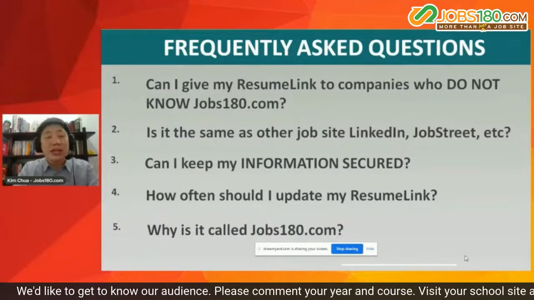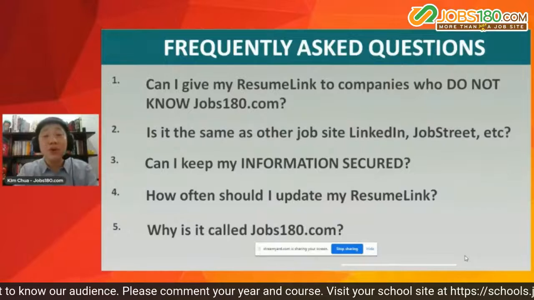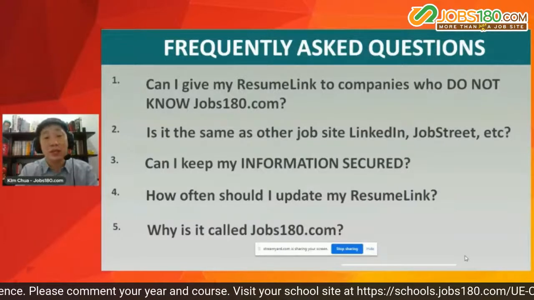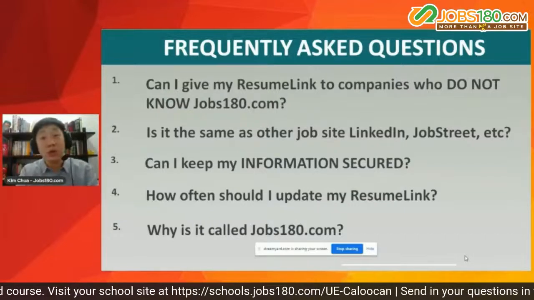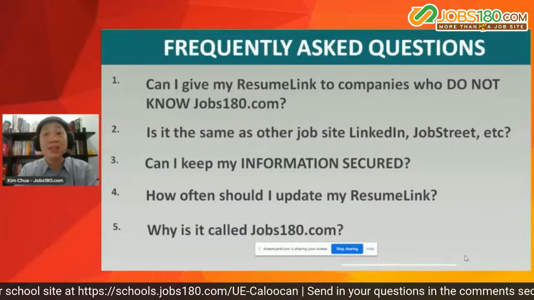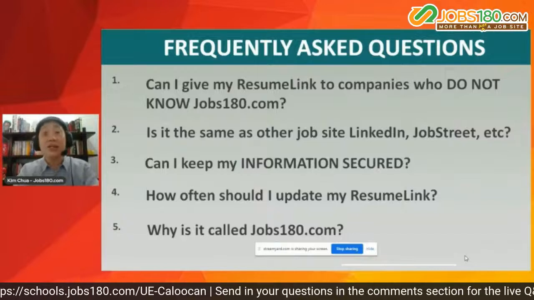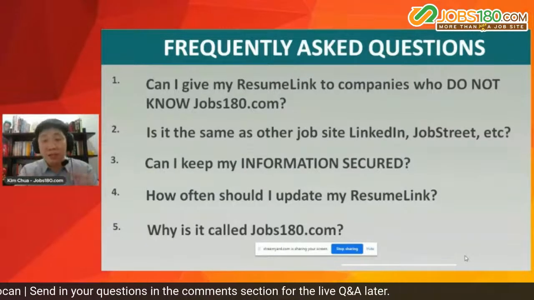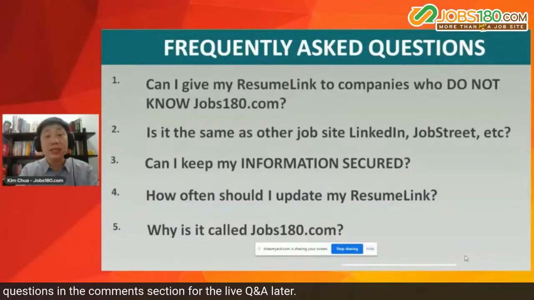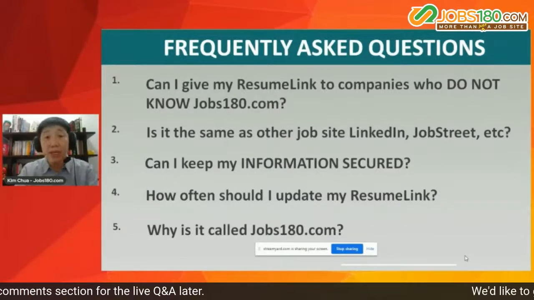Okay? Number 4, I think this is the most important question. How often should you update your resume link? Ang sagot dito, hindi araw-araw, hindi linggo-linggo, hindi buwan-buwan, hindi taon-taon. Ang sagot dito ay every time. Every time na meron kayong babaguhin, lalo na ang contact details nyo. Yan ang importante. You have to update your contact details every time na meron kayong papalitan doon. Kasi yan yung paraan para makontak kayo ng mga companies.